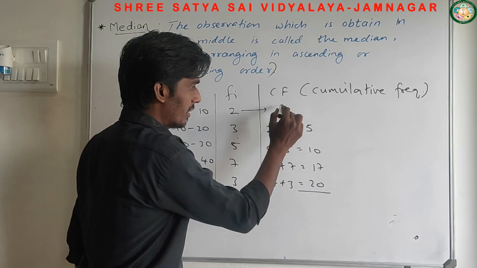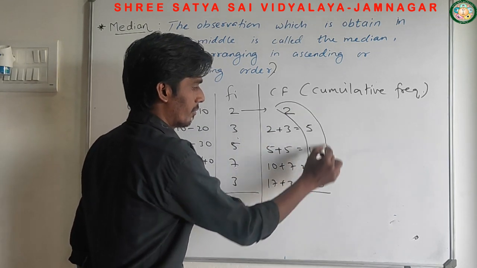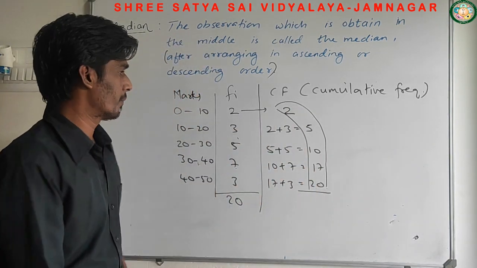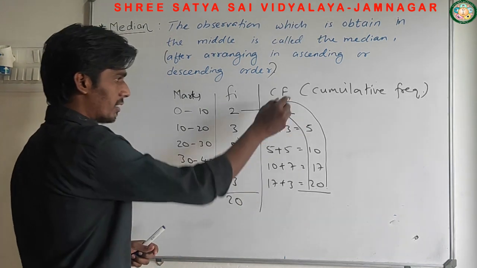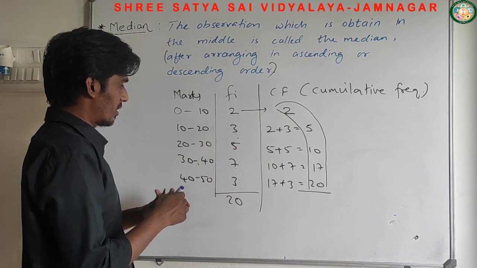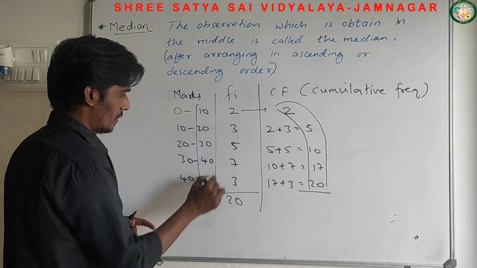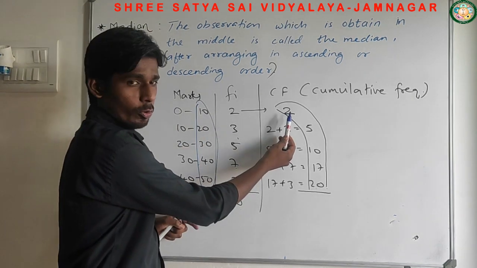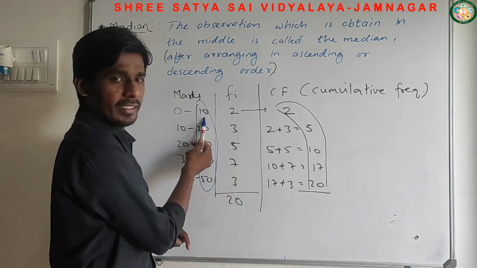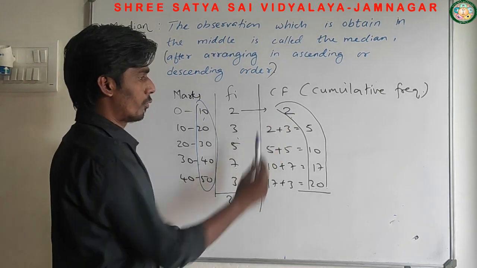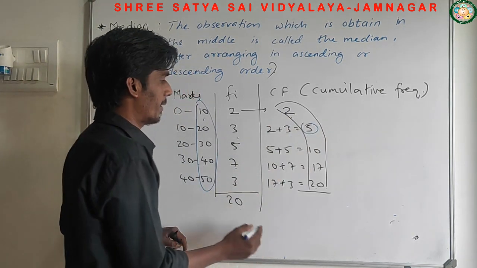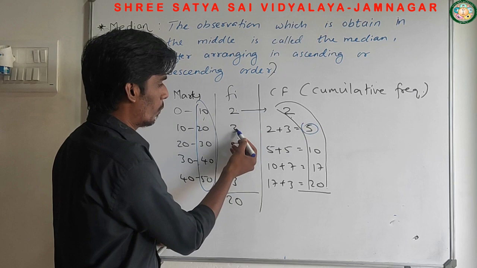Now these are the numbers which are what? CF. Now let me explain what are the CF. Now for this cumulative frequency, if I observe this number, just focus on this one. There are 2 students who scored less than 10 marks. How many are there? 2 students. Now what is this 5? Adding this 2 number, 2 plus 3.